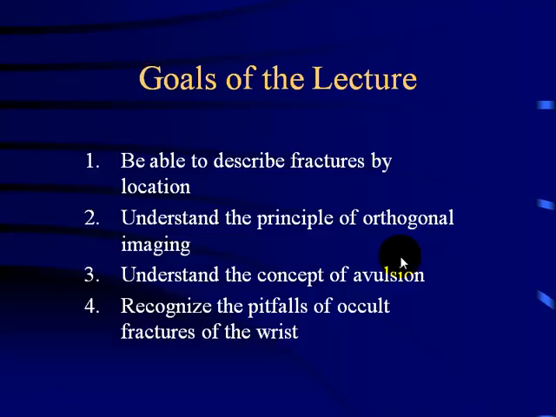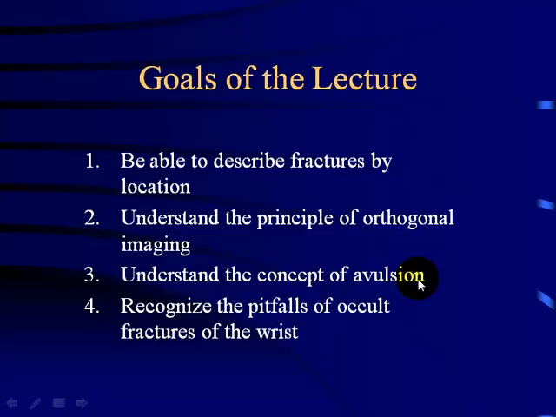Number 3, the concept of avulsion has to do with the fact that, as we saw earlier, sometimes ligaments are actually stronger than the bone. In that case, the ligament stays intact and will pull a piece of bone off, resulting in the avulsion fracture. And we will see little bone fragments near the joint where the ligament is attached.